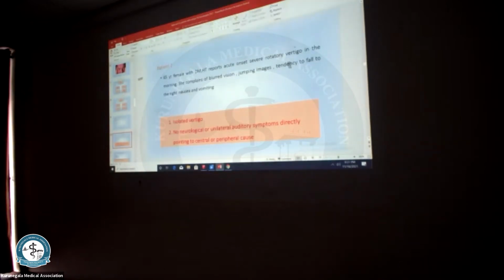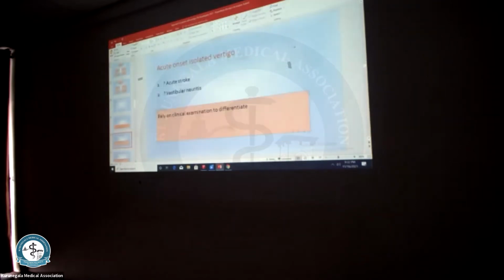A 65-year-old female with diabetes and hypertension reports acute onset severe rotatory vertigo. So it is an acute case of vertigo in the morning. She complains of blurred vision, jumping images with the vertigo, and a tendency to fall, with nausea and vomiting. So it is an isolated case of vertigo. There are no clear-cut auditory symptoms or other clear-cut involvement of central areas. So our job is to differentiate it from acute stroke or vestibular neuritis. So we rely on the clinical examination, as in the earlier patient, with the head impulse test and nystagmus in this patient.